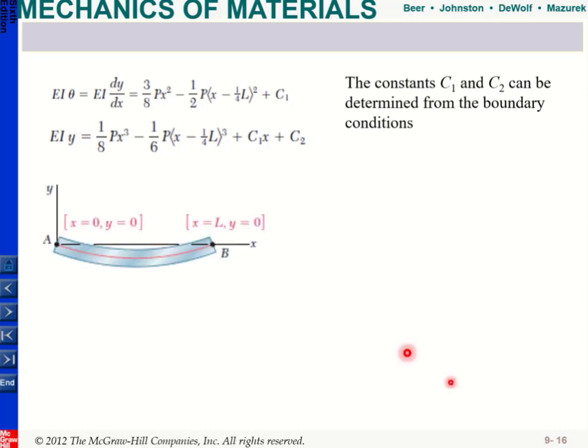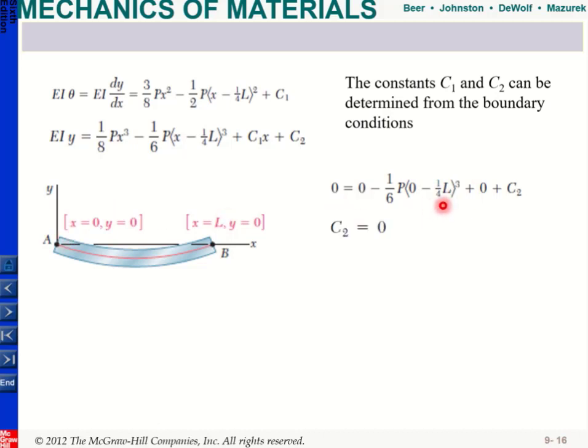I need two boundary conditions, and I can use A and B, where there is no deflection. So I can use this equation: when x is equal to 0, my y should be equal to 0. When my x is equal to L, again my y should be equal to 0. If you look at the first one, when x is equal to 0, your y should be equal to 0, so you can plug it there. This term will be 0 because I'm using x less than L over 4.